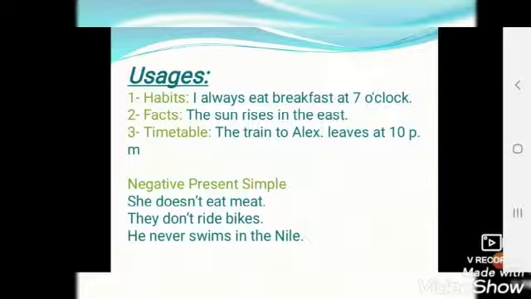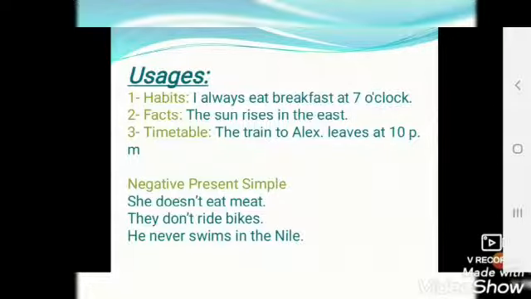The train to Alex leaves at 10 p.m. It's a fixed timetable. It's a fixed time. Every day this train leaves at 10 p.m. Even if we refer to the future, we use the present simple to express a timetable.